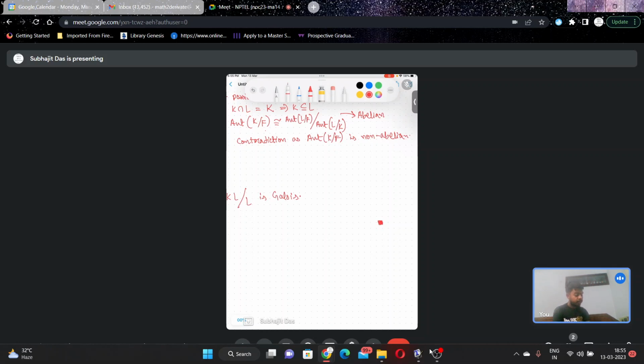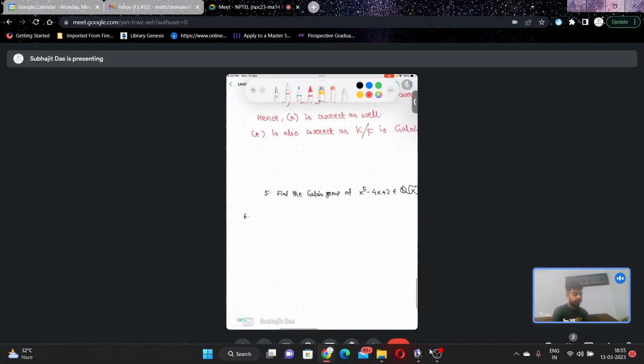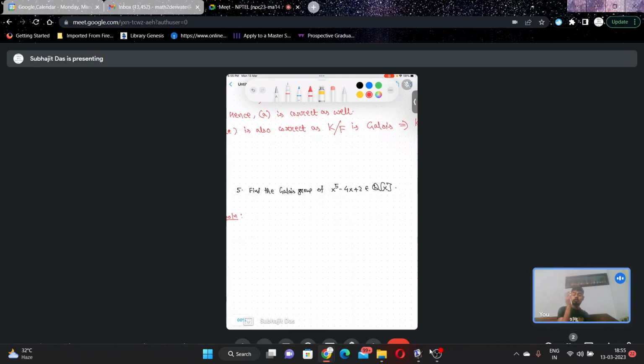So we move on to the next problem. We need to find the Galois group of this polynomial x to the power 5 minus 4x plus 2 in Q[x]. Now this is the infamous Abel-Ruffini quintic polynomial, which they used to show that this quintic polynomial is not solvable by radicals.